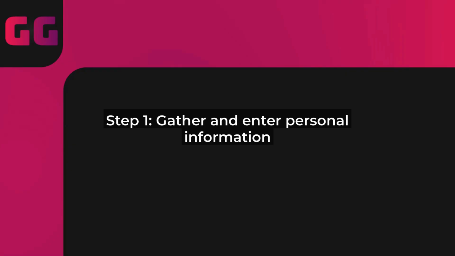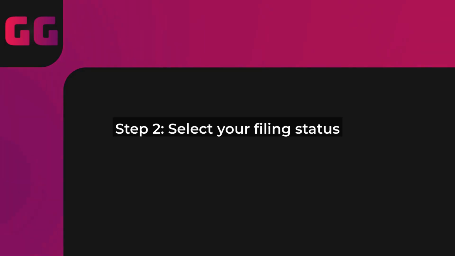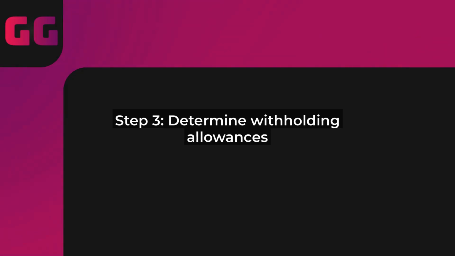Let's start with the basics. Step 1. Gather your information. You'll need your Social Security number, address, and filing status. At the top of the form, enter your full name and address accurately to avoid any processing delays. Next, in Section 1, choose your filing status. This is like the one on your W-4 for employment: single, married filing jointly, or head of household. Pick the one that matches your 2025 tax situation to ensure the right withholding amount.